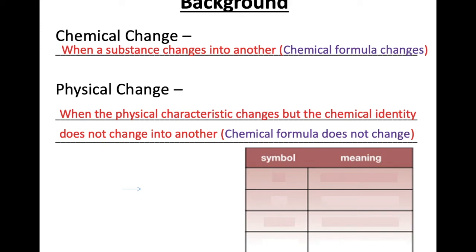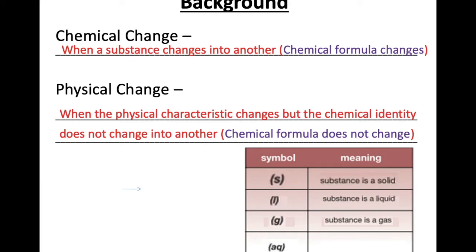A chemical change is when a substance is chemically changing into another one, and usually we see a chemical formula in an equation actually changing. A physical change means that the chemical identity of the product is the same, but the physical characteristics might change. It might look different, but boil it down to its atoms and its chemical formula, and it's the same.